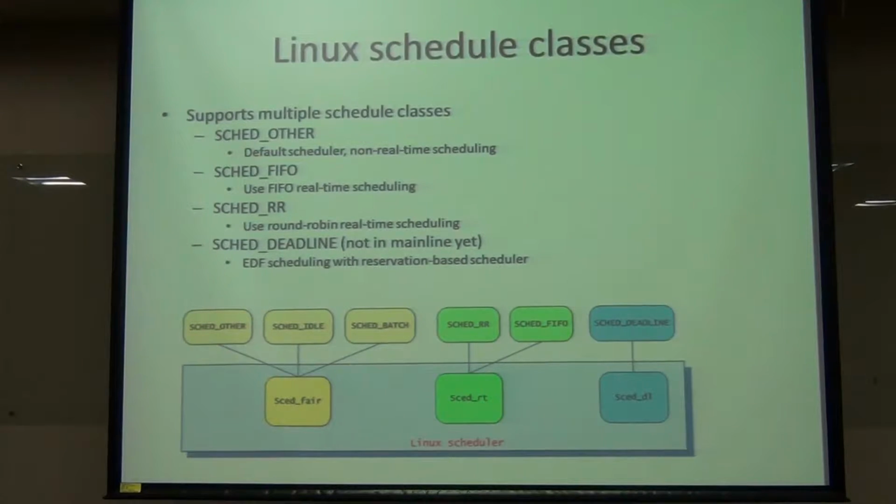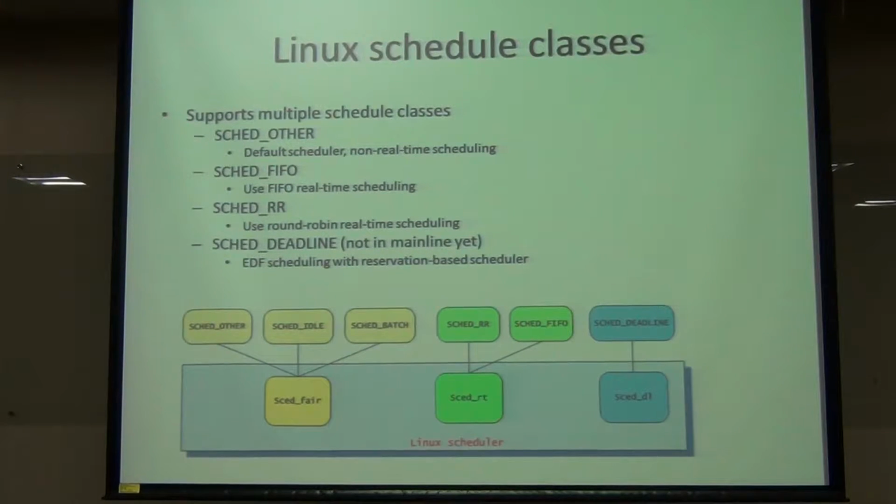All right, so this is the diagram depicting what I just talked about. The scheduler module has a fair scheduler, which is mainly SCHED_OTHER, CFS, and then the real-time type of schedulers, which are SCHED_FIFO as well as SCHED_RR, round robin. And then the leftmost part is the SCHED_DL, which is the experimental scheduler.